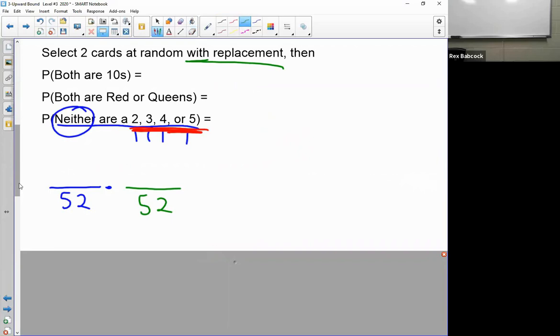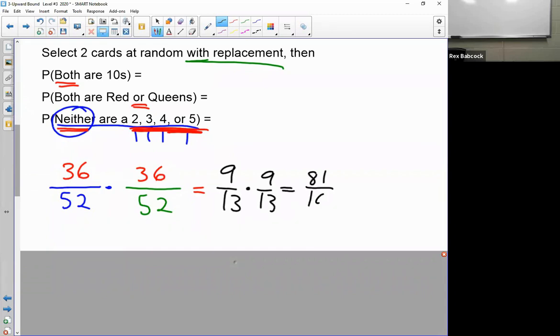What's in my favor is this. There's 9 hearts that I could have, 9 clubs. Well, it's 4 times 9, or 36 in my favor on the first draw. There's 36 on the second draw. So I've used the same definition on all these, but what is different? These quantifiers: neither, or, both. You've got to watch those. Okay, I think I'll reduce again, either with or without the calculator, it doesn't matter. I believe it's 9/13 times 9/13. 81 over 169 is the answer.